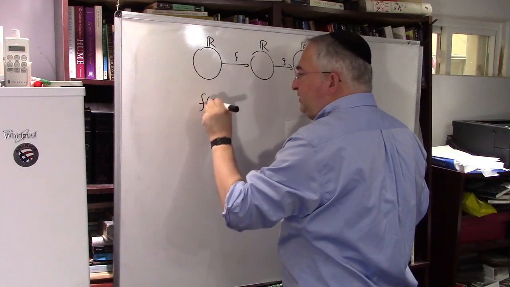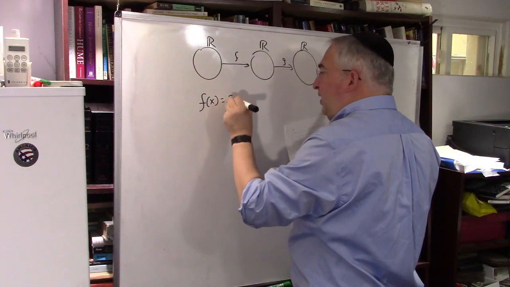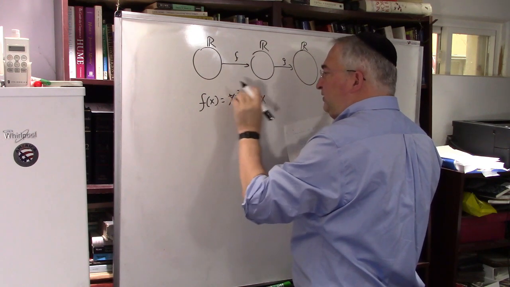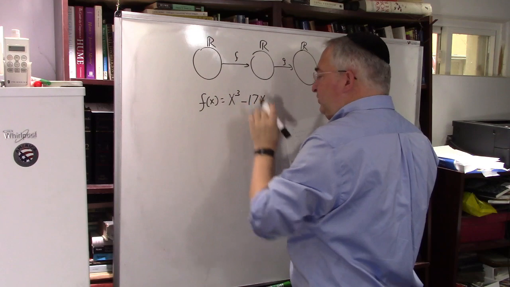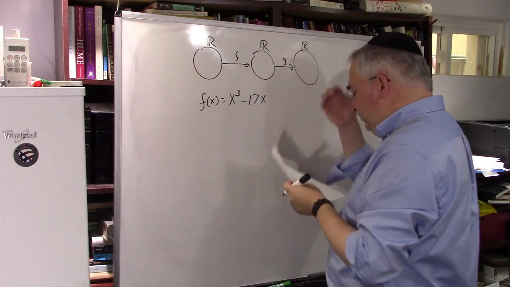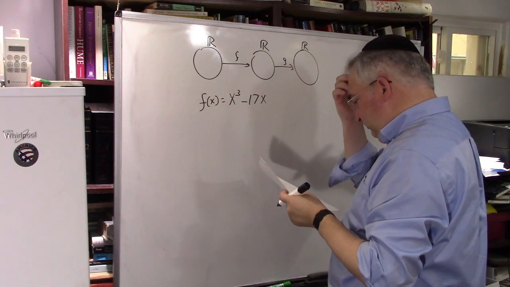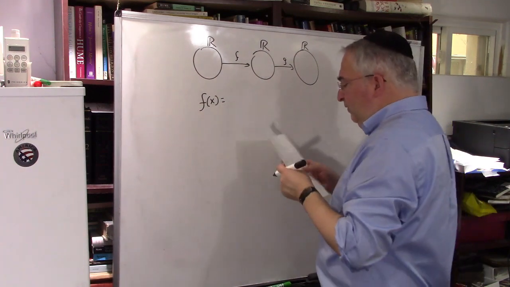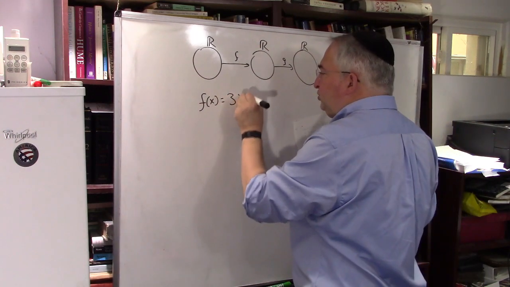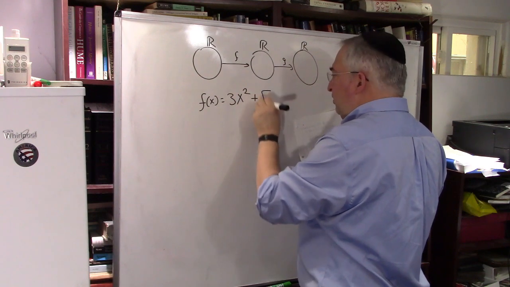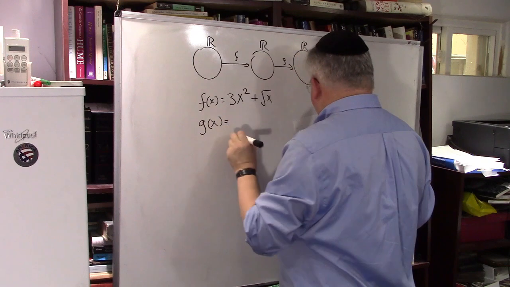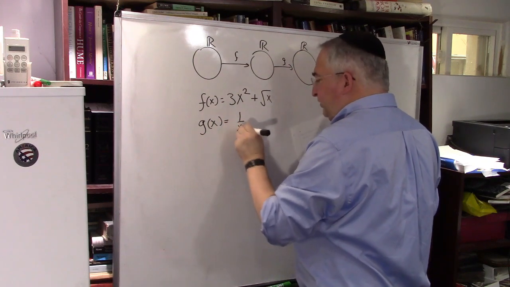F of x is equal to x to the third minus 17x. That's a silly function. I'm sorry, I don't want to do that function. Hold on, we'll get to that later. I want to do this: f of x equals 3x squared plus square root of x, and then g of x is equal to 1 over x.